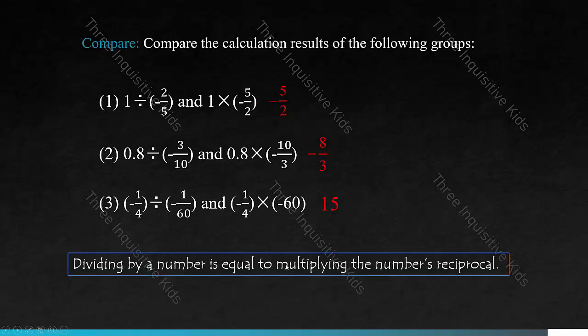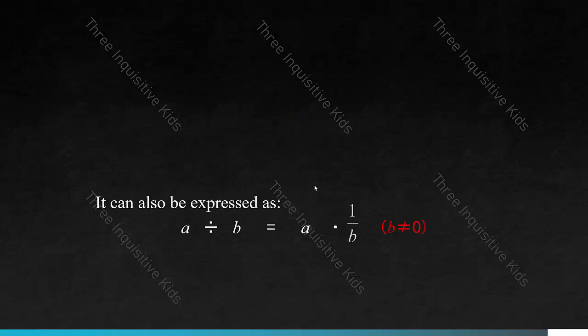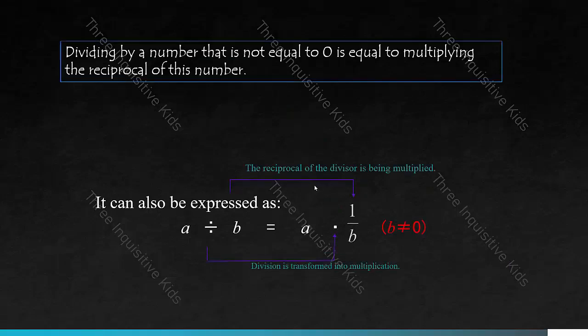Dividing by a number is equal to multiplying by the number's reciprocal. Negative 2/5 and negative 5/2 are reciprocals, negative 3/10 and negative 10 over 3 are reciprocals, and negative 1 over 60 and negative 60 are also reciprocals. Dividing by a number that is not equal to 0 is equal to multiplying by the reciprocal of this number. A divided by b is the same thing as a times 1 over b. And remember, b cannot be 0 because 0 cannot be the denominator of a fraction.